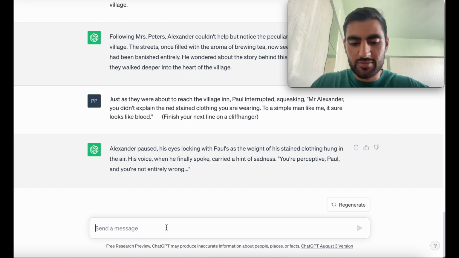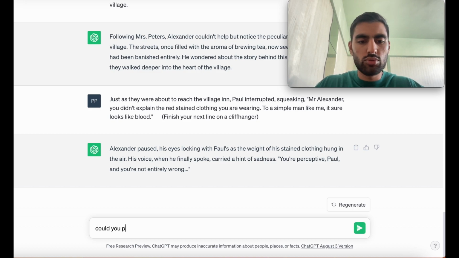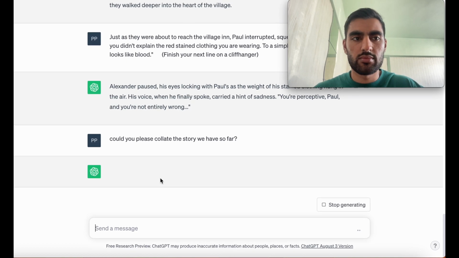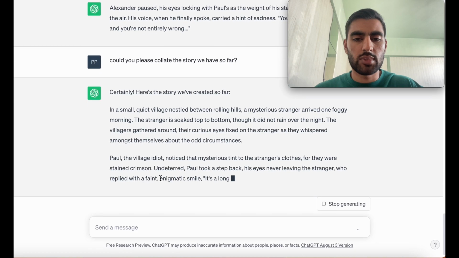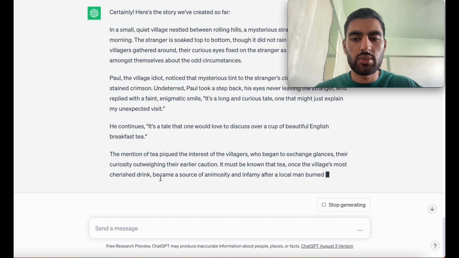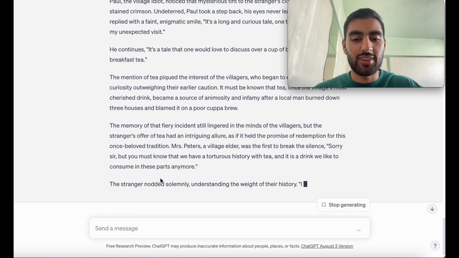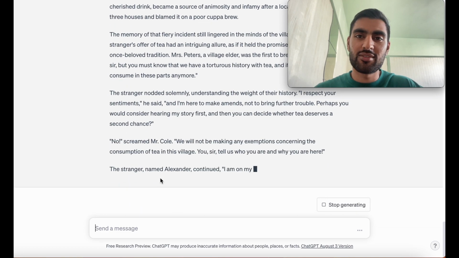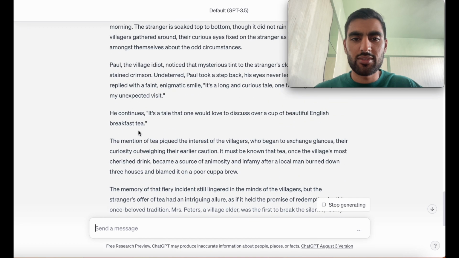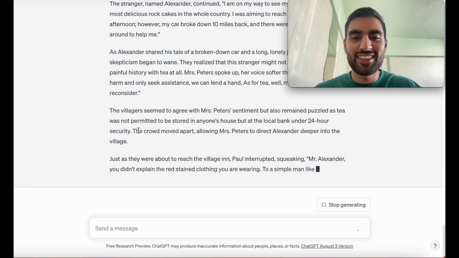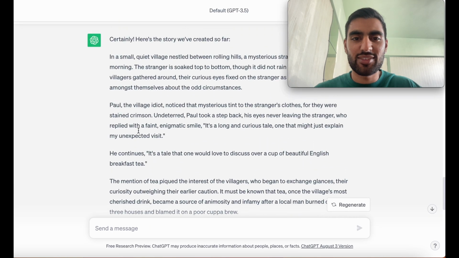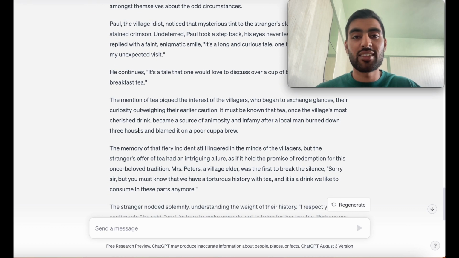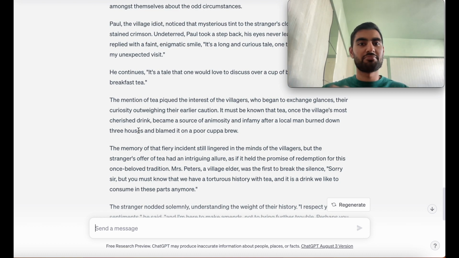You know what? Let's try this. Could you please collate the story that we have so far? Alright, so now we have the first section of the story. I think this story is going very, very weird, actually. It's talking about some guy coming to try and bring the tea culture back into this village, and he's in this blood-like clothing. But yeah, that's where ChatGPT has led me, so bye.